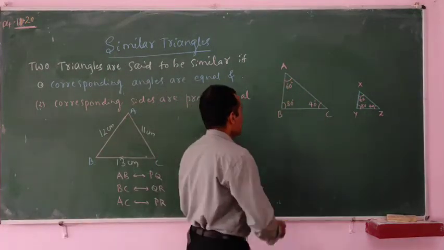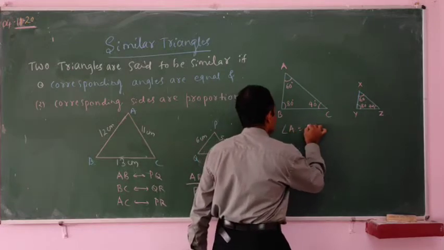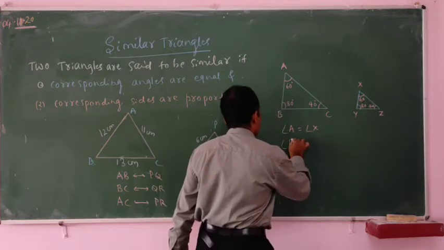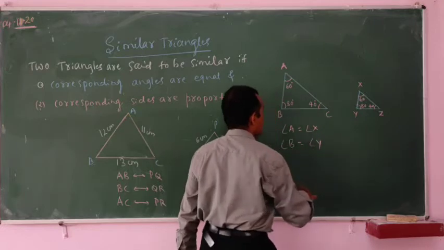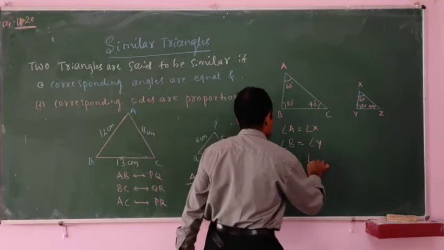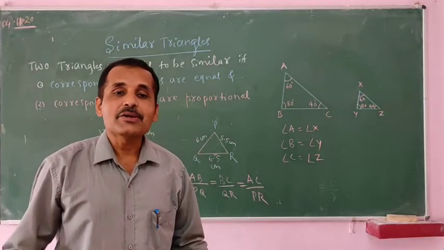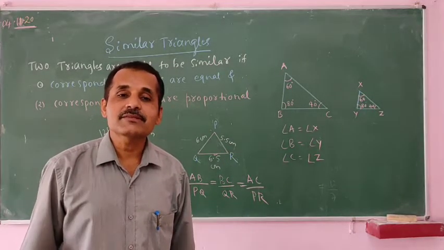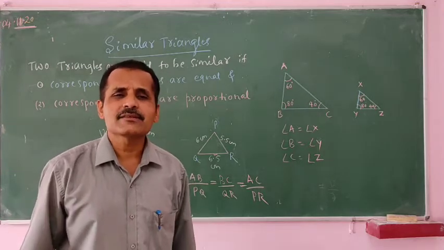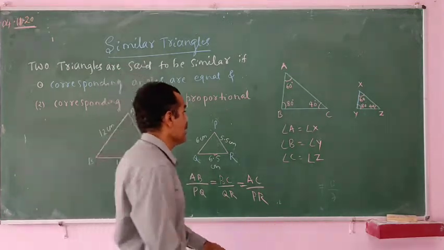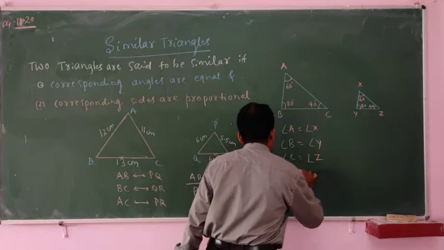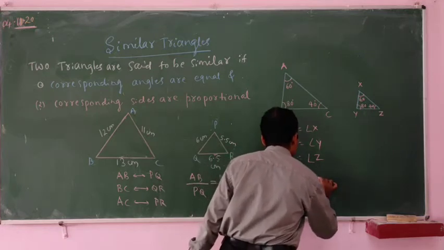Coming to the second figure. See, angle A is equal to angle X, angle B is equal to angle Y, angle C is equal to angle Z. I can say the corresponding angles are equal. I don't know anything about the sides. Even then I can say triangle ABC is similar.